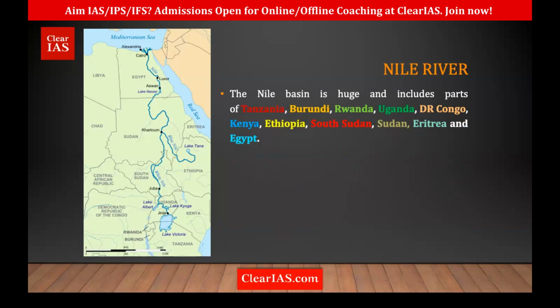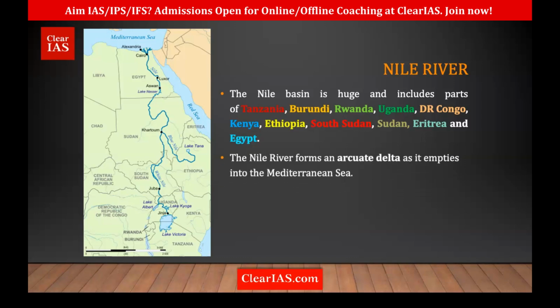Then talking about Uganda, you can also talk about Burundi and Rwanda. Then we also spoke about DR Congo. So going up, on one side we have Ethiopia, and on the other side we have who? South Sudan. Again, going up, on one side Eritrea, and on the other side we have who? Sudan. Again, we have Egypt. So there are 11 countries.